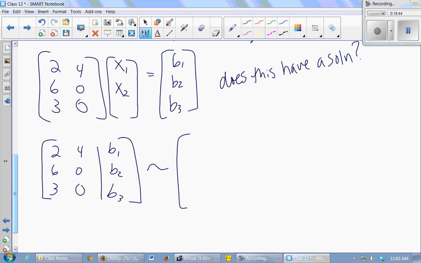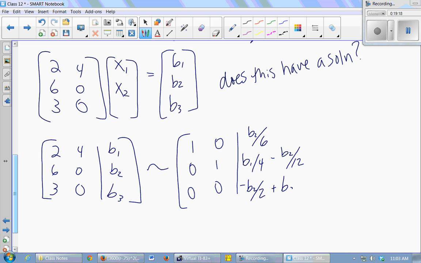For any choice of B1, B2, B3, is there always a solution? So when I row reduce this thing, I end up with 1, 0, 0, 0, 1, 0. And assuming I didn't make any mistakes, I have B2 over 6, B1 over 4 minus B2 over 12, and negative B2 over 2 plus B3. Is this thing always consistent?